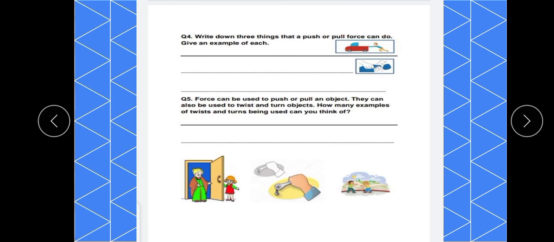Question number 5. Force can be used to push or pull an object. They can also be used to twist and turn objects. How many examples of twists and turns being used can you think of?